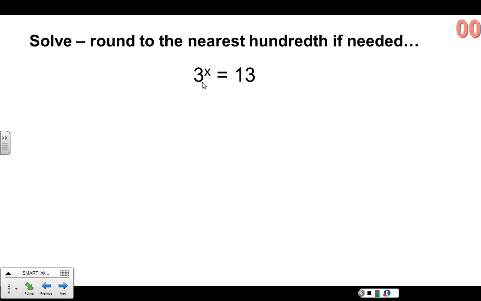One thing I can do is use a variation of the change of base formula that we used earlier. Just like other algebraic operations, as long as you do it to both sides, it is legal. So what I'm going to do is take the common log of both sides of the equation. So log of 3 to the x equals log of 13.